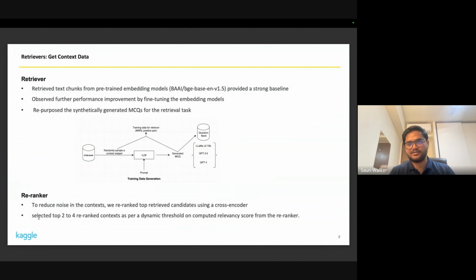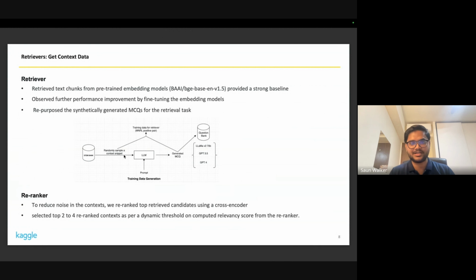When we started, we explored several retrievers from the MTEB leaderboard. We found that the pre-trained models already had quite strong performance, but we also explored fine-tuning of these embedding models, particularly for this STEM domain. It was nice that we had already generated synthetic data to train the MCQ question answering model, and we could repurpose the same data set to fine-tune the retriever.